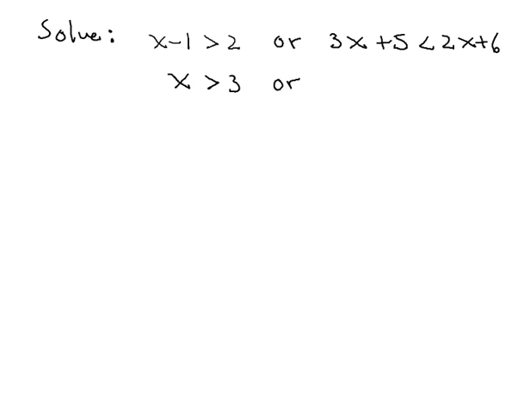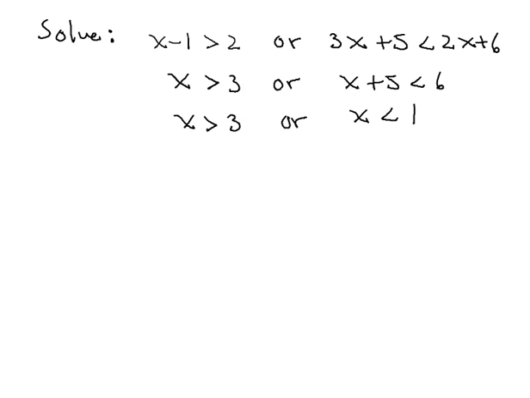And in the next one, if we subtract 2x from each side, we'll end up with x plus 5 is less than 6. Then subtracting 5 from each member, we end up then with x is less than 1. So we have the compound inequality x is greater than 3, or x is less than 1.